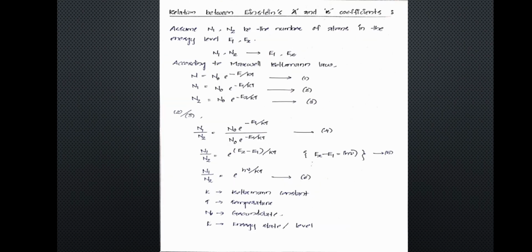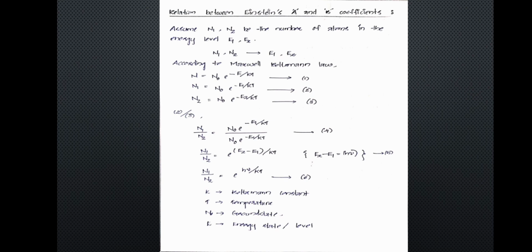Let's derive the relation. Assume N1 and N2 are the number of atoms in the energy levels E1 and E2. According to Maxwell-Boltzmann law, N is equal to N0 e raised to minus E by kT. Then we can write the equations for N1 and N2. N1 is equal to N0 e raised to minus E1 by kT. N2 is equal to N0 e raised to minus E2 by kT.